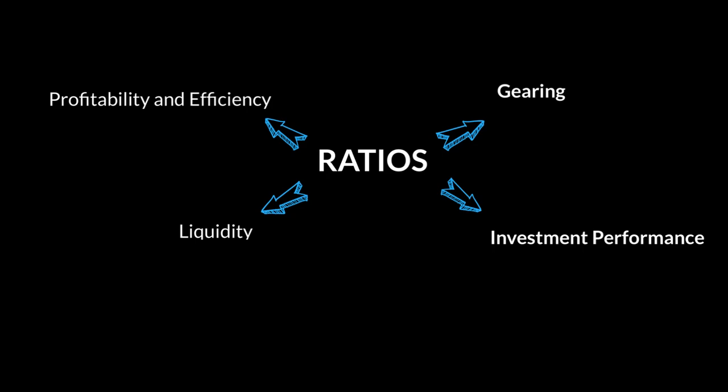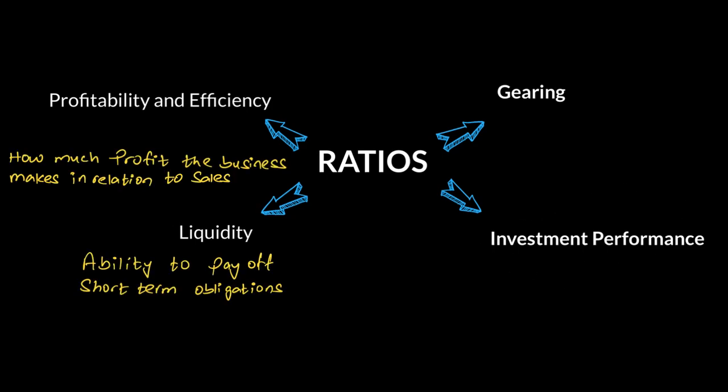Earlier, we studied ratios from the profitability and efficiency perspective and the liquidity perspective. Now to that, we're adding two new areas over here, the gearing ratios and investment performance ratios. That's something we're adding new to this syllabus. When calculating ratios for profitability and efficiency, our main aim was to determine how much profit the business is making in relation to sales, and efficiency would determine how efficient your resources or assets are in generating sales. That was the purpose of profitability and efficiency ratios.